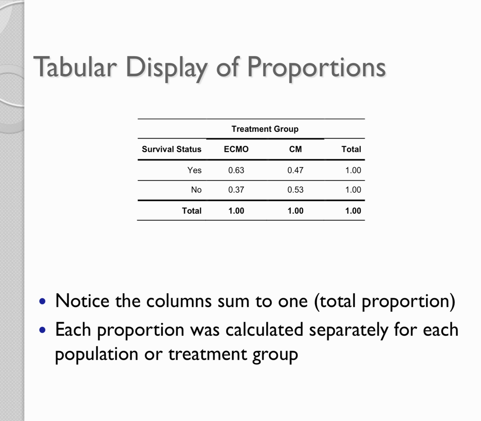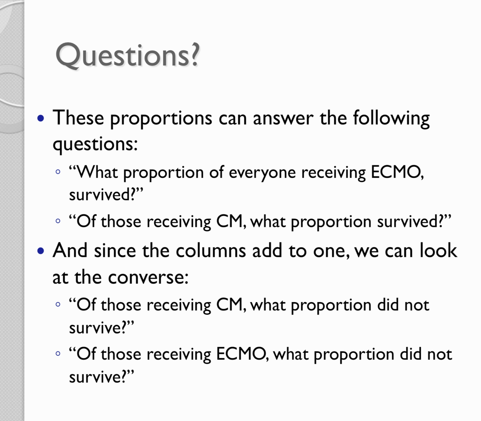Again, proportions maybe not necessarily the best. You might want to do percentages. So asking what proportions of everyone received ECMO, of those receiving CM who survived or did not survive. Remember, we're only comparing the proportion that did survive in the two groups or the proportion that didn't survive in the two groups. We're not comparing proportion survived to the proportion that didn't survive, nor are we testing for equality of the proportion equaling 50%. What we want to know is the proportion of those surviving the same in the ECMO group compared to the CM group?